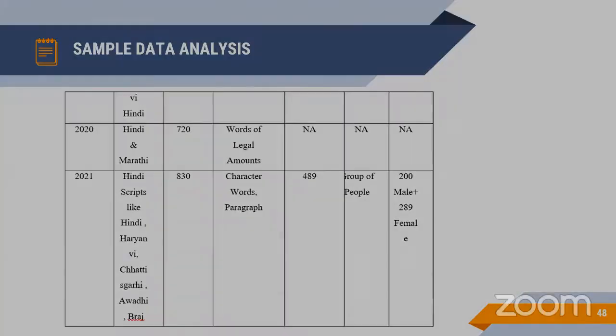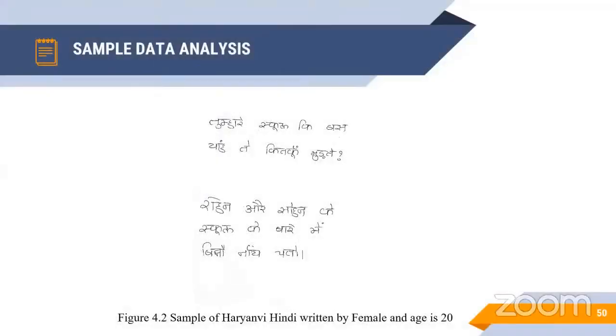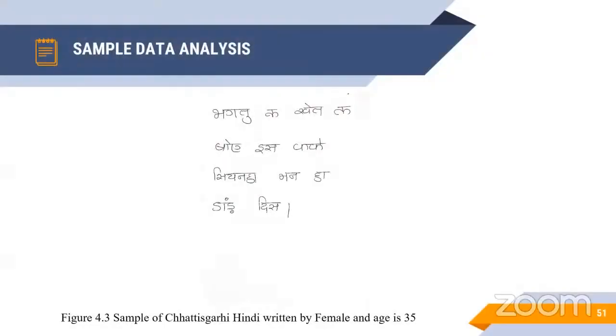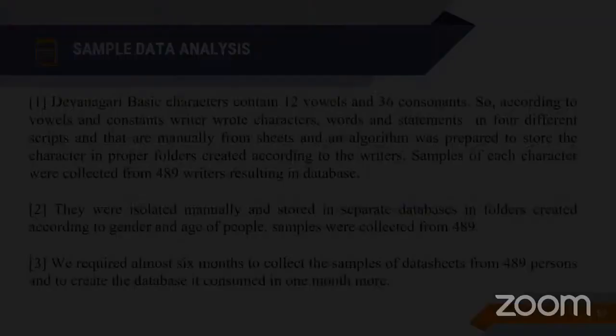So based on that, this is one sample of Braj Hindi written by a male and the age is 24. This is the Haryanvi Hindi written by one of the females and the age is 20. This is the sample of Chhattisgarhi Hindi written by a female and the age is 35. This is the sample of Awadhi Hindi written by one of the males, age is 68.